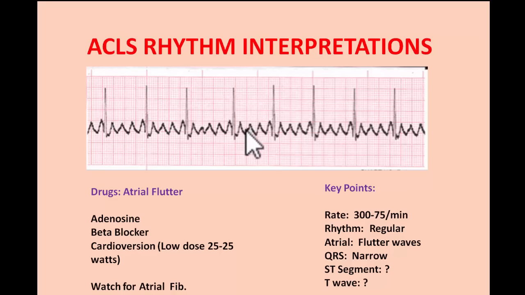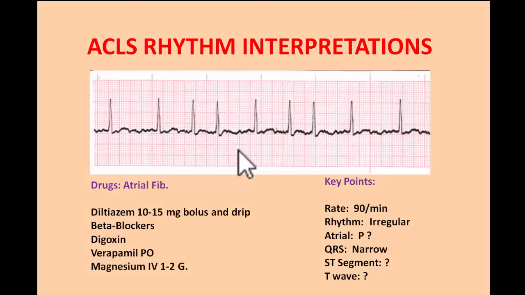Again, this rhythm with treatment can go into atrial fibrillation or it can go into sinus rhythm. We also need to determine the underlying causes. If the patient has some electrical accessory pathway, that can be treated with ablation.